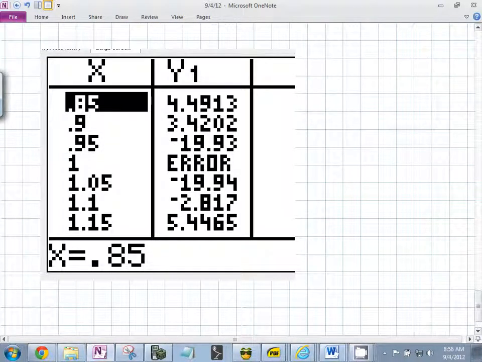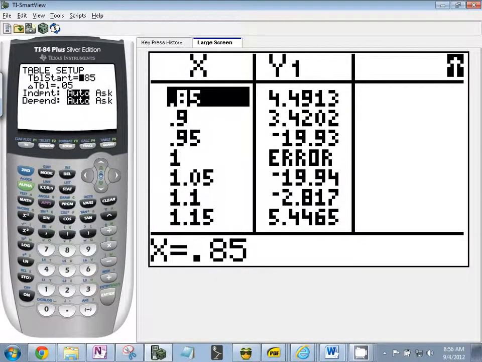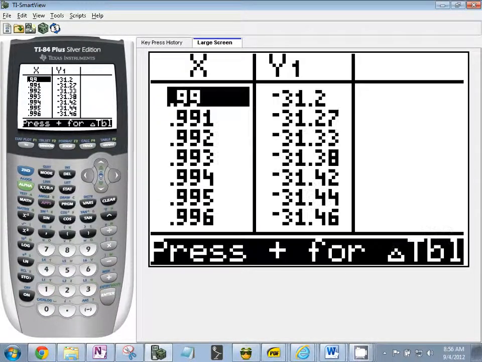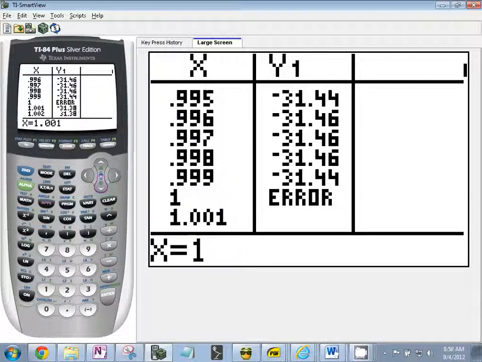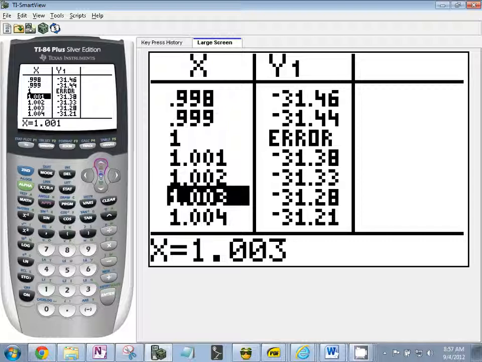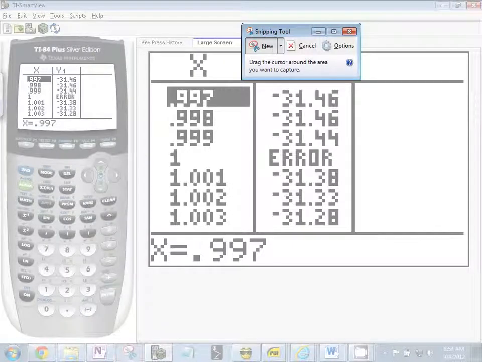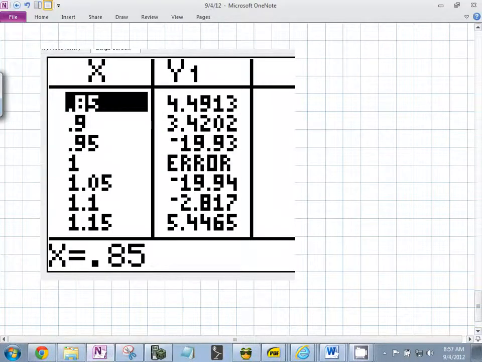Let's get closer and see what happens. How do we change that? Start at 0.99? And what do we want delta table value? 0.001? Look what happens here. Can we get closer? What should it be? Oh, there's an error. So what's the first thing you've remembered about your calculator? Well, it does exactly what you ask it to do, nothing more.